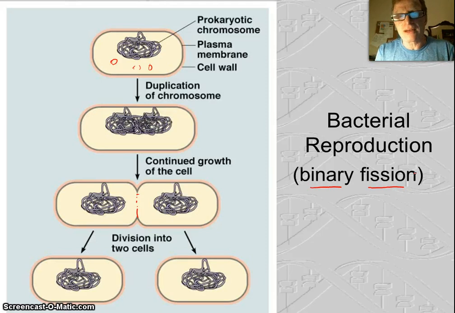And this is an easy process. It's fast. Bacteria with plenty of food in an optimal environment, temperature, moisture, food, they can do this about every 20 minutes. So this is a very efficient and fast way to reproduce.